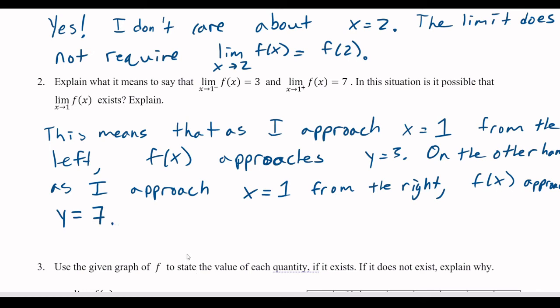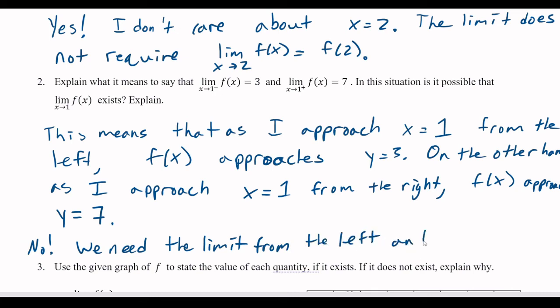Okay, in this situation, can we say the limit exists? No. We need the limit from the left and right to be equal. All right? We need those limits from the left and right to go to the same thing for the general limit to exist. If that's not true, then you don't have a limit there.